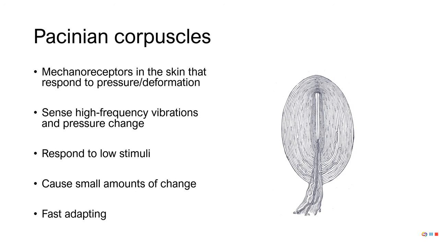The reason is that a car is not a smooth ride. Even if you're in the best car in the world, it's not a smooth ride. There are some bumps and all that. So your muscles tense up to try and maintain posture, that sort of thing. And this is due to Pacinian corpuscles.